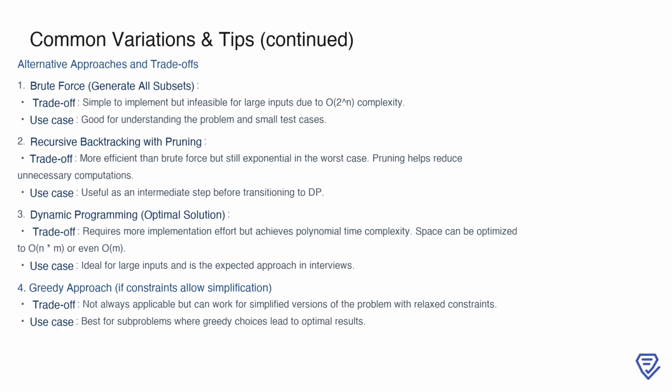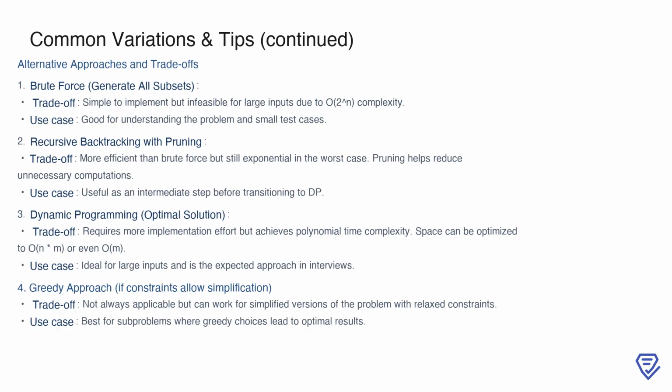A brute force approach, where you generate all possible subsets, is simple to implement but becomes infeasible for large inputs due to its 2^n time complexity. This method is best suited for small test cases or to understand the problem structure. Recursive backtracking with pruning is another option. While still exponential in the worst case, pruning allows you to eliminate unnecessary computations, making it more efficient than raw brute force. This is a useful intermediate step before transitioning to a dynamic programming solution.